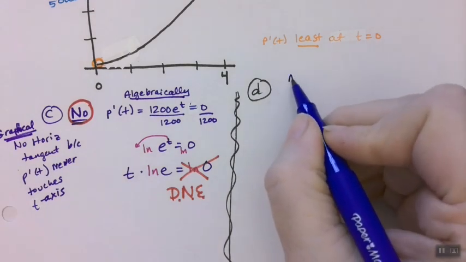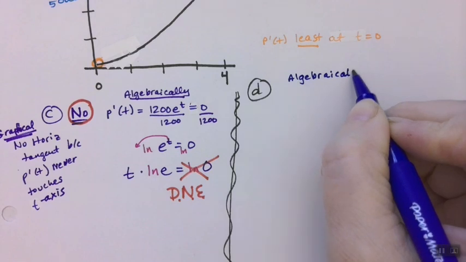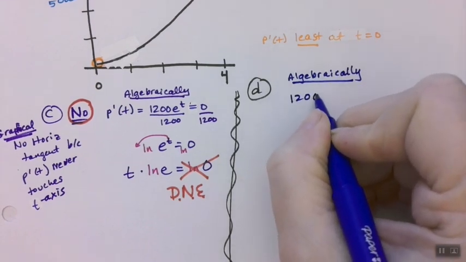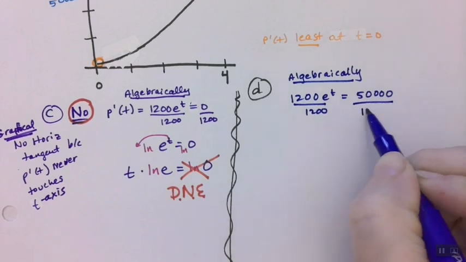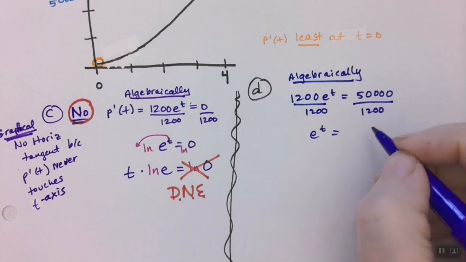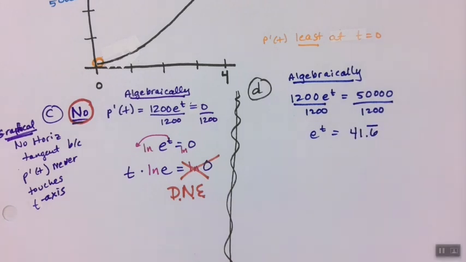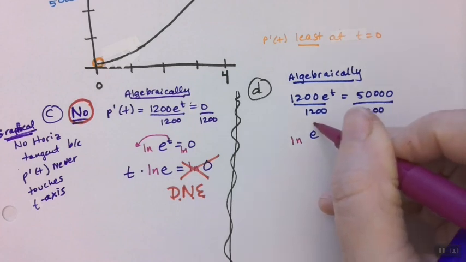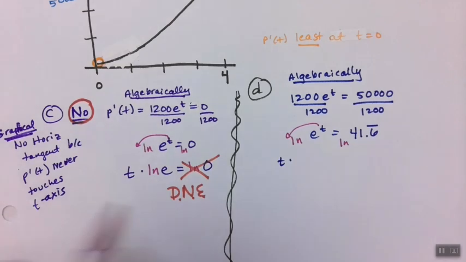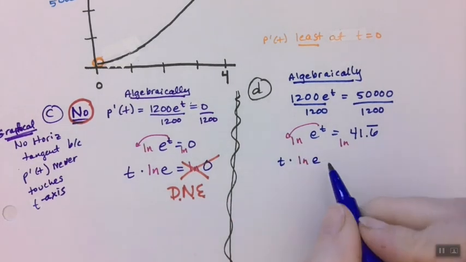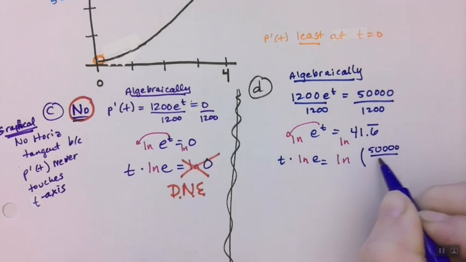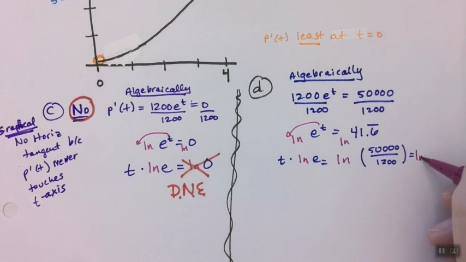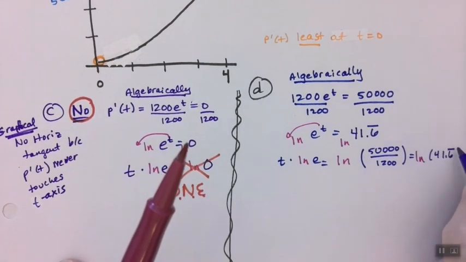All right, so algebraically, I want 1200 e to the t to be equal to 50,000. Divide both sides by 1200. You get e to the t equals, this is 41.6 repeating if you use a calculator. Then I want to take the natural log of both sides, just like I was trying to do on the other side. And that would bring the t down in front. So it becomes t times the natural log of e equals the natural log of 50,000 over 1200, or if you want to write it as the natural log of 41.666 repeating, that'll be fine. Either one.